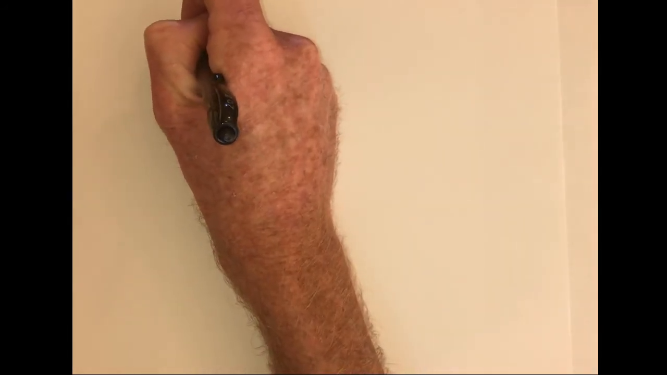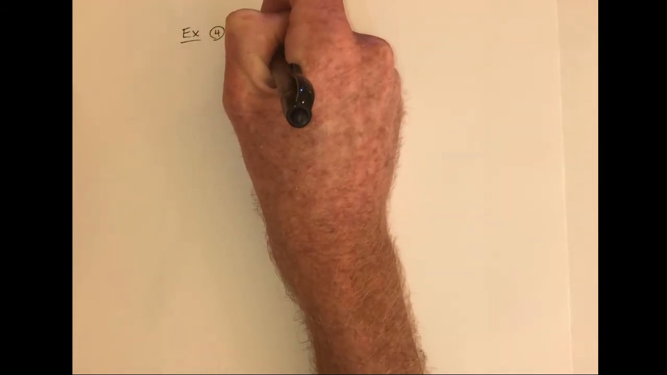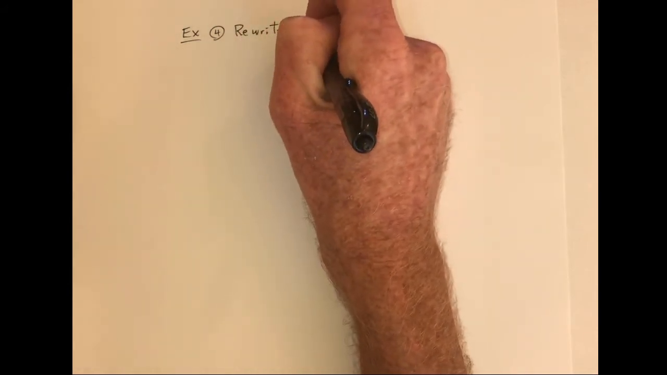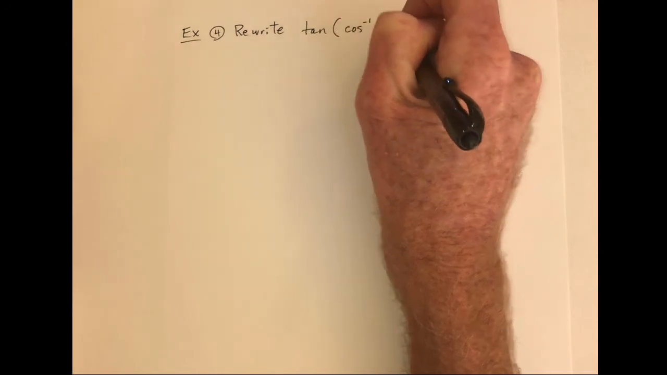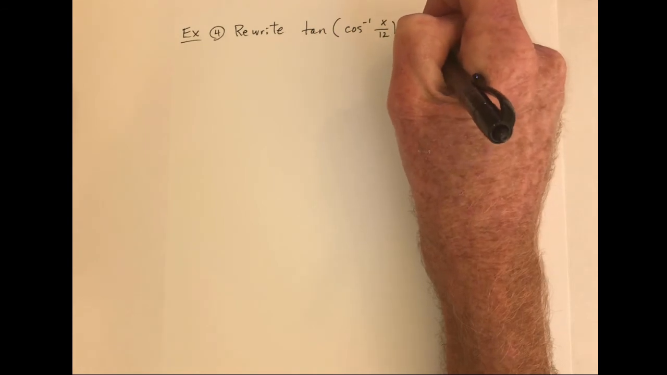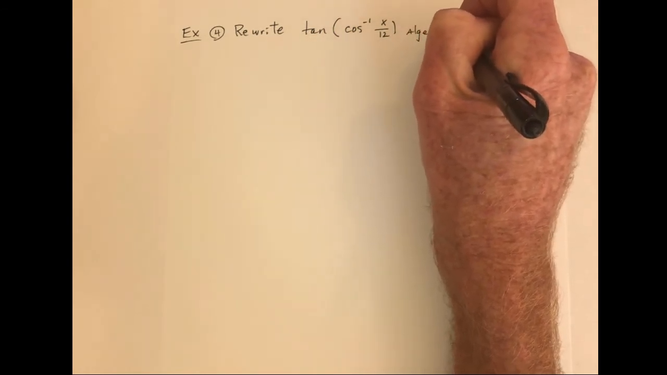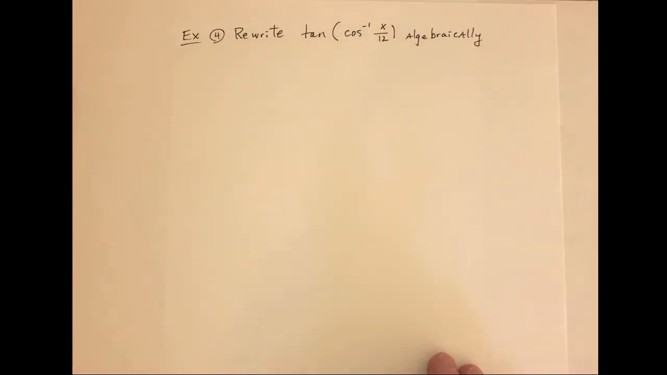All right, then on to number 4. So that was 3 in a row with graphing. Now on to other things that are not graphing. So rewrite this expression, tangent of cosine inverse of x over 12, algebraically. Maybe that's a long word, algebraically.